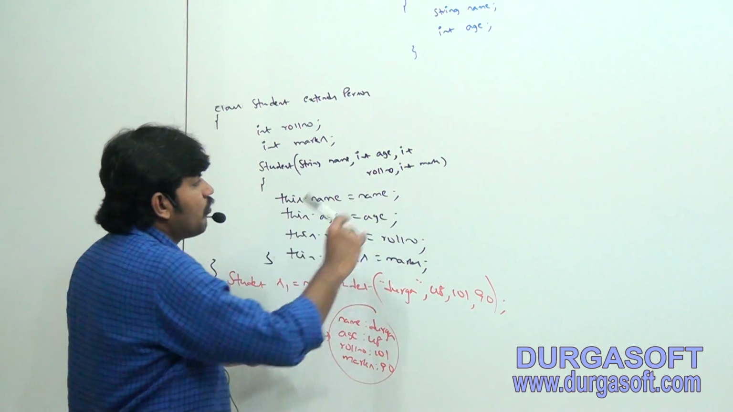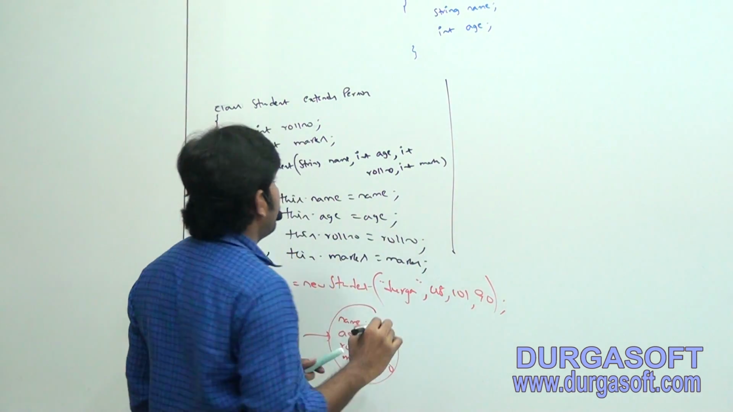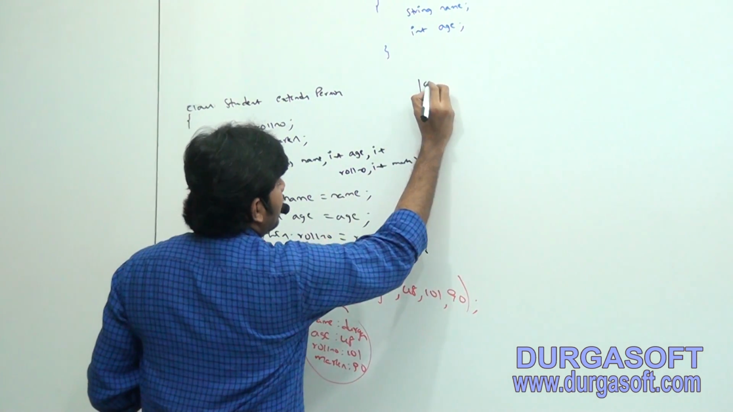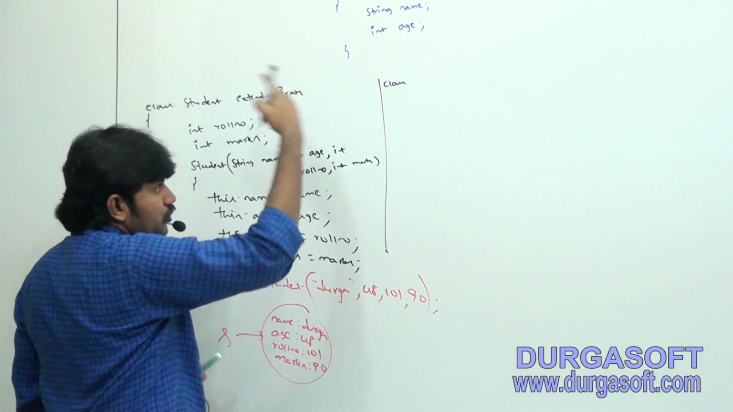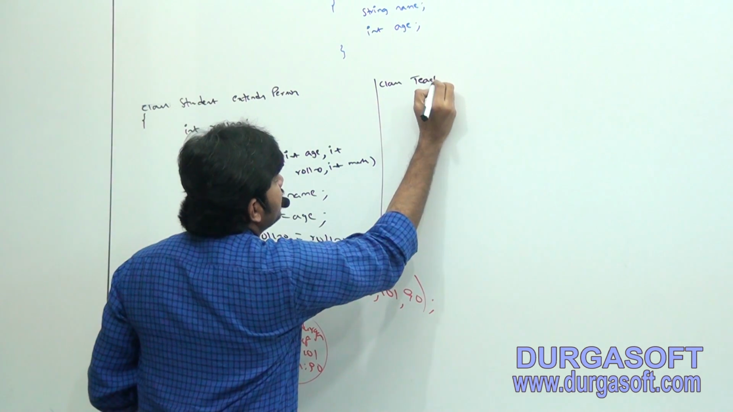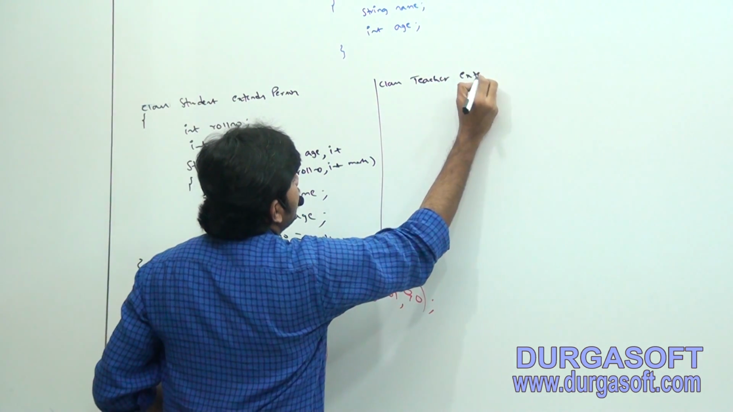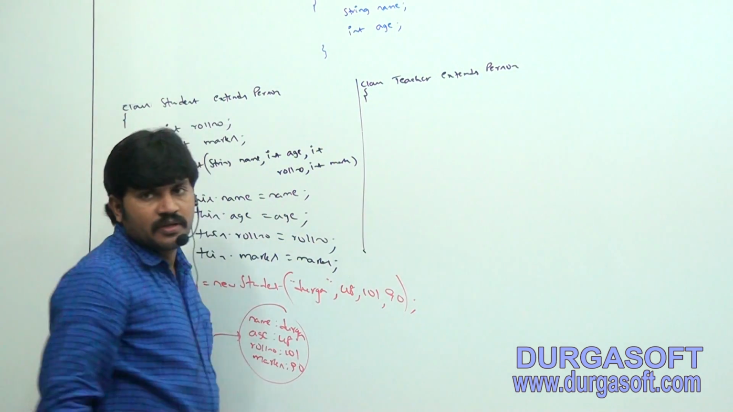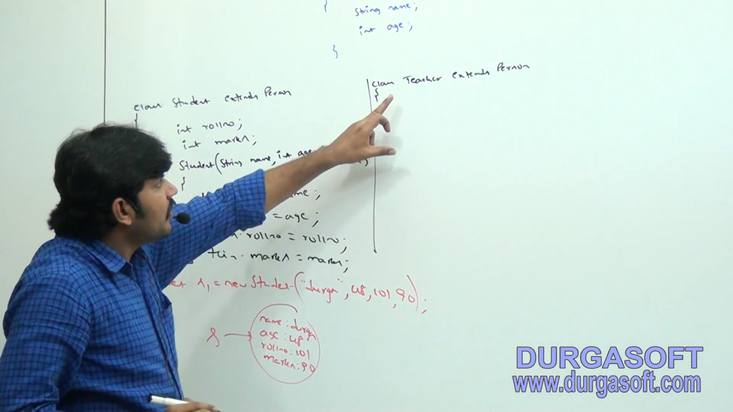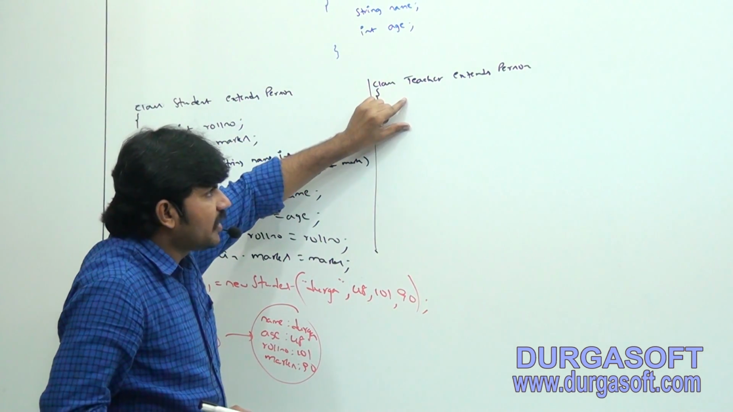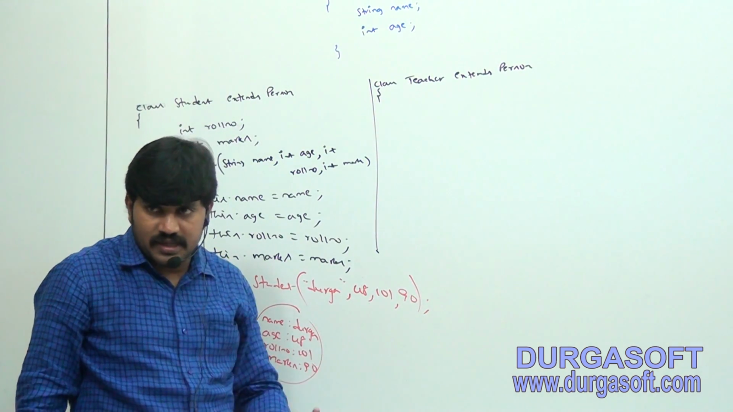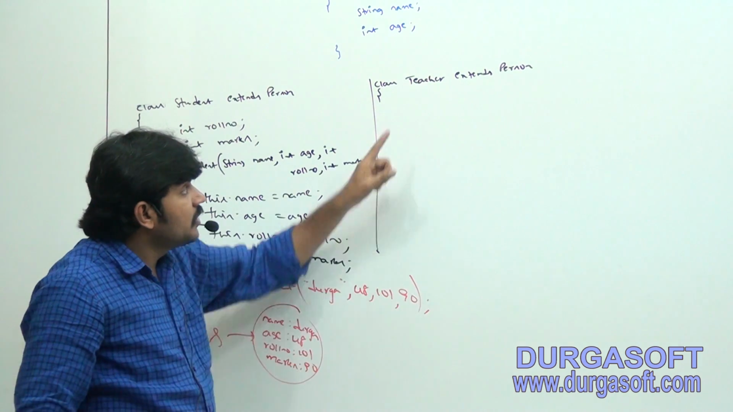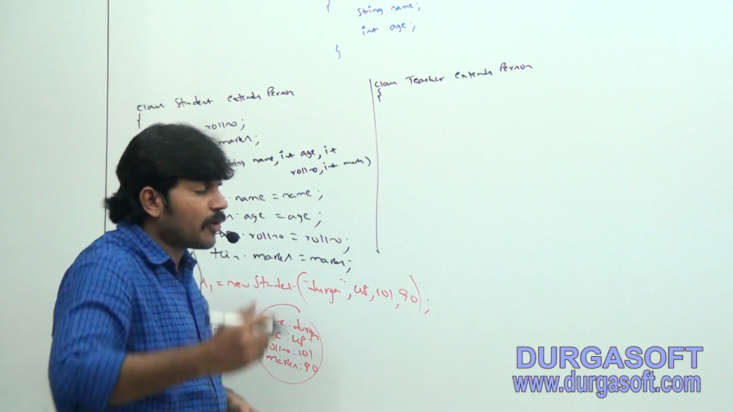Sir, this is the first child class. Okay, let me take one more child class, class Teacher extends Person. Can you tell, automatically these 2 properties will come for the teacher also or not? Yes. Okay, now my question is, can you spell out some specific properties of teacher?